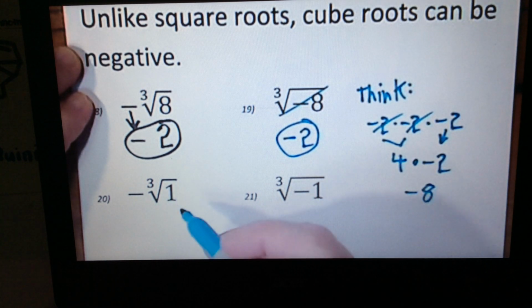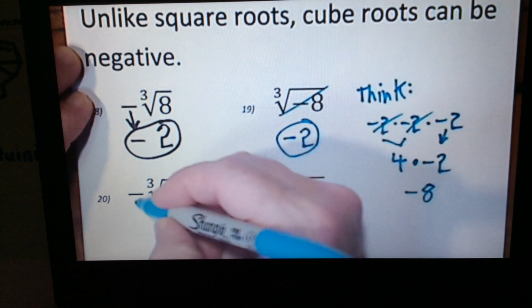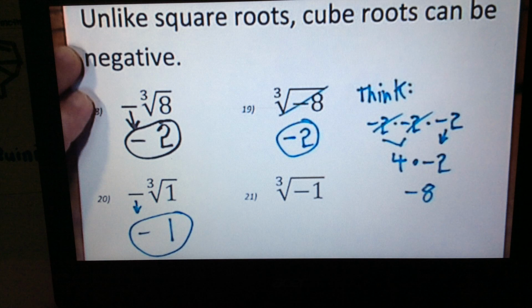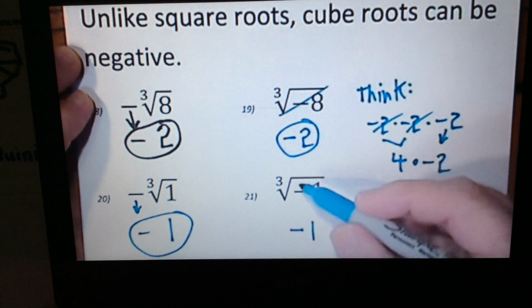Negative cube root of 1. The cube root of 1 is 1, and the negative symbol just comes down. The cube root of -1 is simply -1.